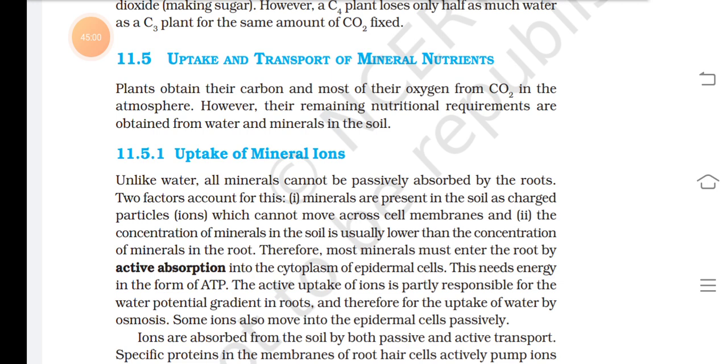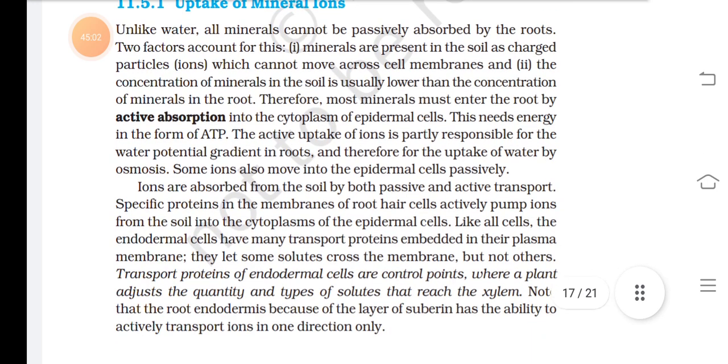11.51 Uptake of mineral ions. Unlike water, all minerals cannot be passively absorbed by the roots. Two factors account for this. First, minerals are present in the soil as charged particles which cannot move across the cell membrane. Second, the concentration of minerals in the soil is usually lower than the concentration of minerals in the root.